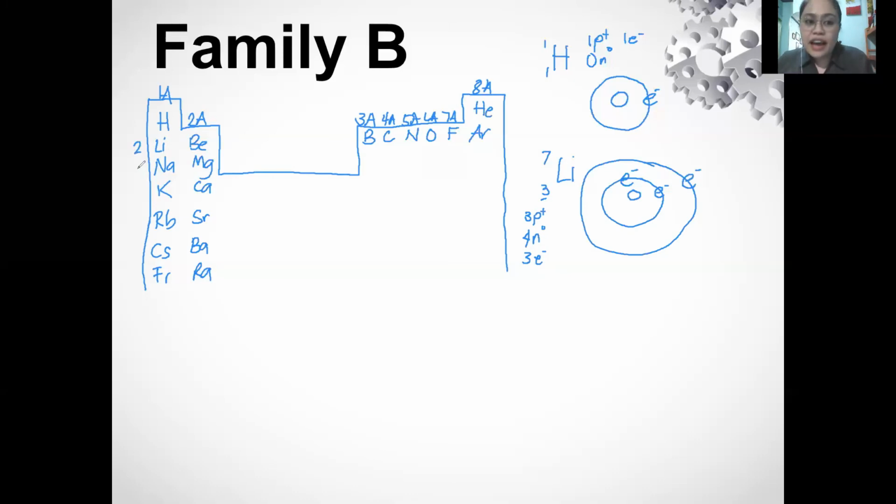The same thing actually with your sodium. So, si sodium class, nasa third period siya, which means meron siyang tatlong, sorry, let me erase this one.